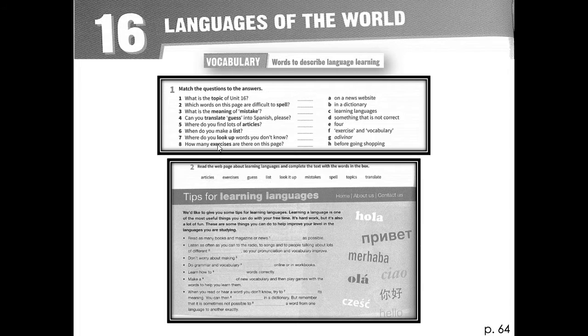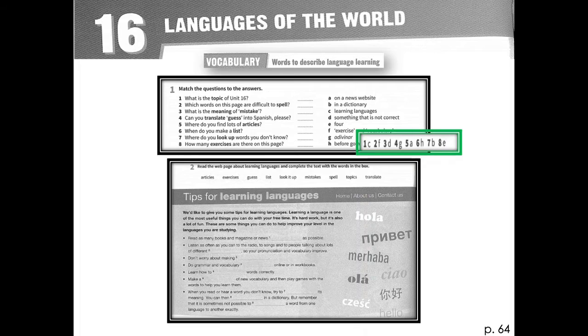Number 7, where do you look up words you don't know? Look up always goes with the word dictionary. Look up means you search for the word and find the meaning. So B, in a dictionary. Number 8, how many exercises are there on this page? The answer is E, 4. If you look at that, there's part 1 and 2 for vocabulary and part 1 and 2 for grammar. So there are 4 exercises.